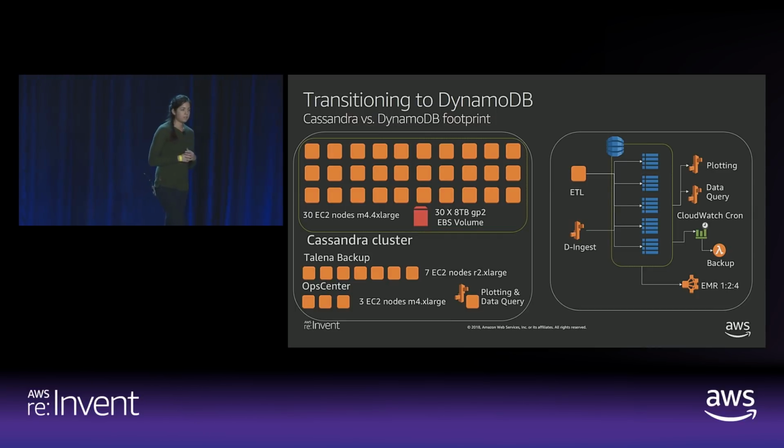So to the left is our Cassandra footprint in our environment, and to the right is our DynamoDB. I'll summarize on this slide. Cassandra, in total, had 40 nodes in its environment, 30 in the cluster, 30 EBS volumes, each being 8 terabytes. We also had our Telina backup, which was 7 nodes, and then we also had Ops Center, which was 3 nodes.